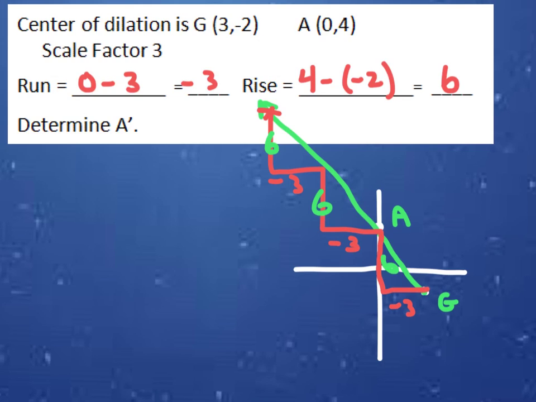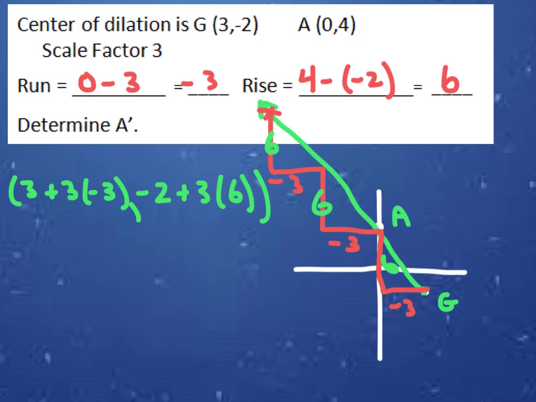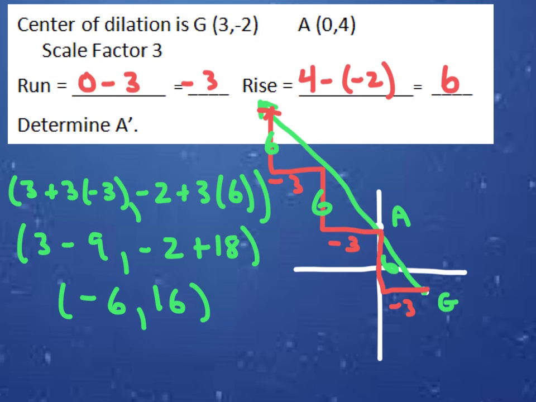And the way that we can do that in a calculation is we say we're starting at the X value of 3. We're doing 3 runs of left 3. And we're starting at -2, and we're doing 3 rises of 6. That gives us 3 minus 9, -2 plus 18. And our final result will be -6 and 16. And again, I think that makes plenty of sense. We're starting here, we go left 3, up 6, left 3, up 6, left 3, up 6. We would land right here at this location, and we've got the idea of dilation.